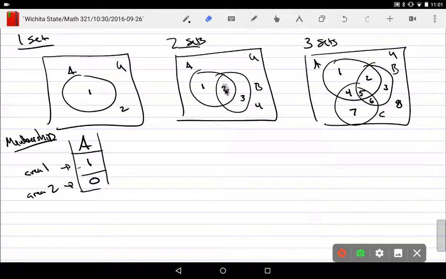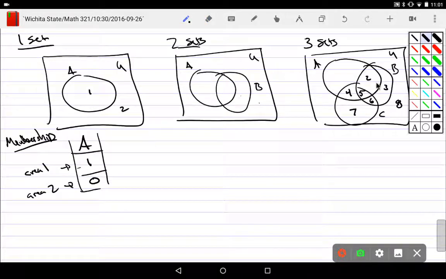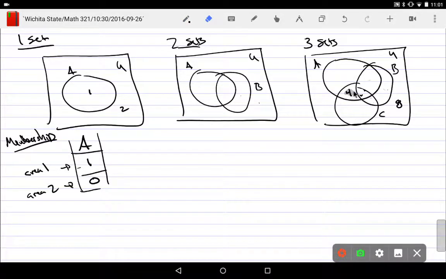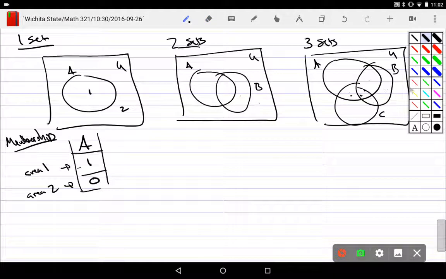Get rid of these symbols for a second. And I'm going to number the symbols according to the membership table. All right. So I have two sets. I could have set A, and I could have set B. What can happen? I can be in A or not in A. I could be in B, out of B, in B, out of B.